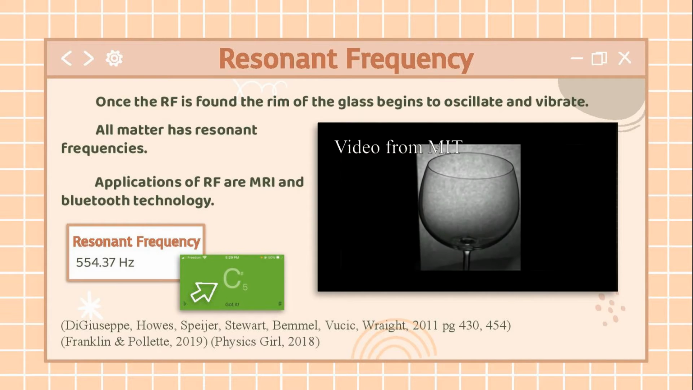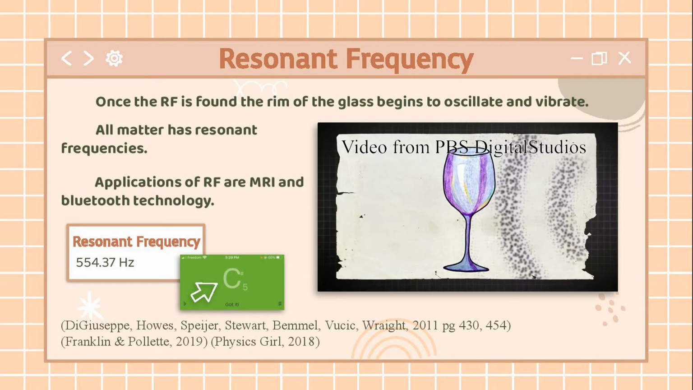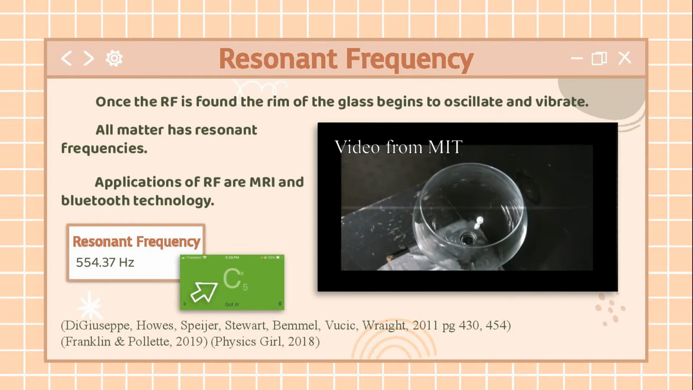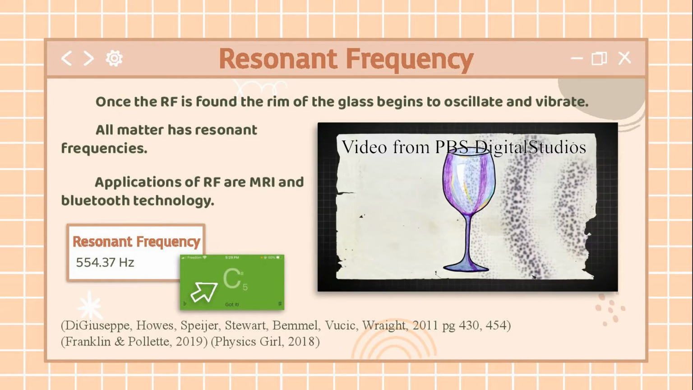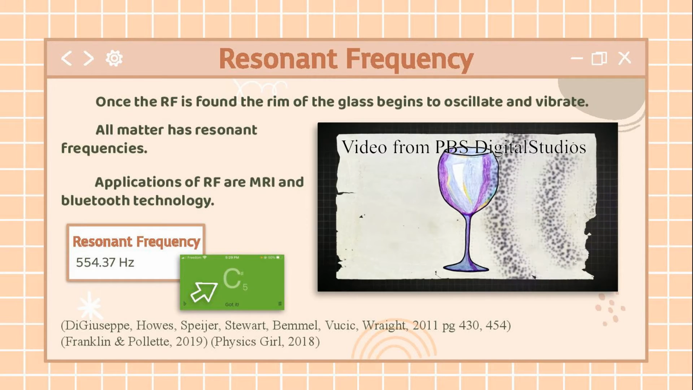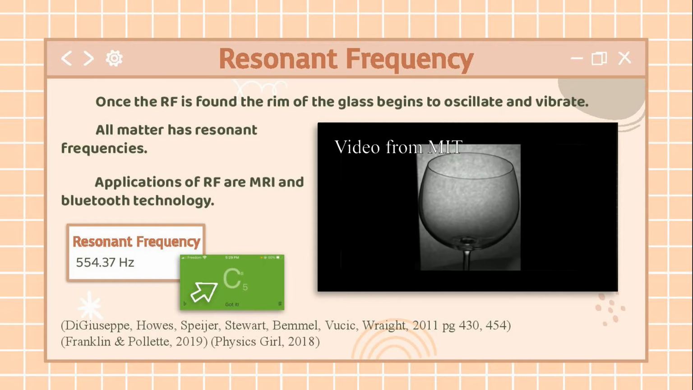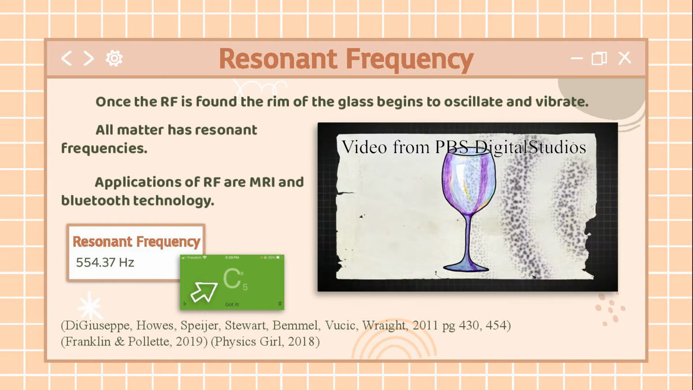The resonant frequency of materials is something that engineers have to take into account when designing any complex structure or vehicle, like a bridge or plane, so that the resonant frequencies of the designed structures cannot be amplified enough to cause any harm to the people using them, like this glass has been able to in order to drop the straw. Applications of resonant frequency are in MRI and Bluetooth technology.